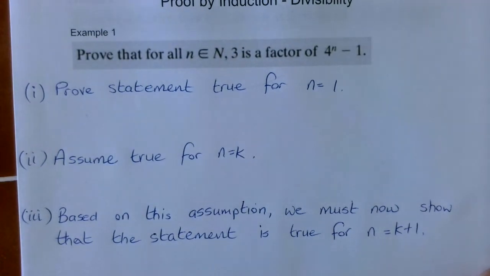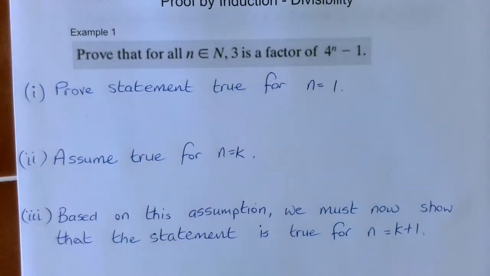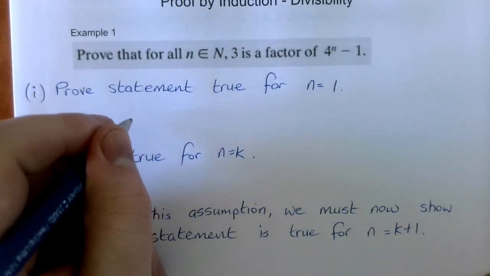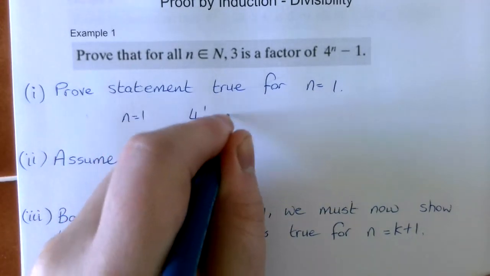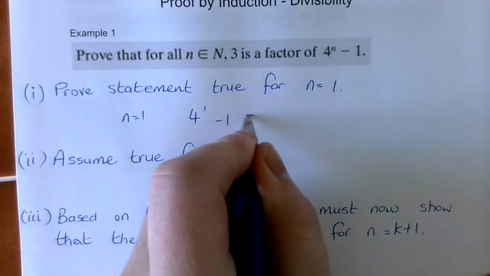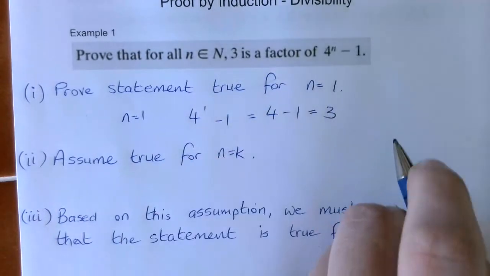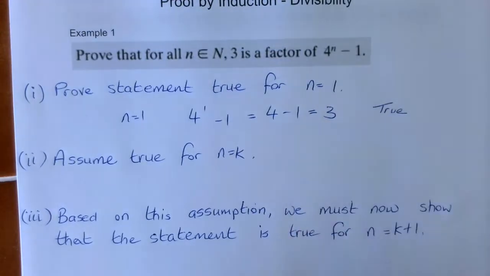So the first thing we need to do is to prove the statement true for n equal to 1. To prove that it is true for n equal to 1, we're trying to show that this here is divisible by 3. We need to sub in n equal to 1, so it's going to be 4 to the power of 1 minus 1. 4 to the power of 1 is 4, so that's 4 minus 1, which is equal to 3, and then clearly 3 is divisible by 3, so that one is true.